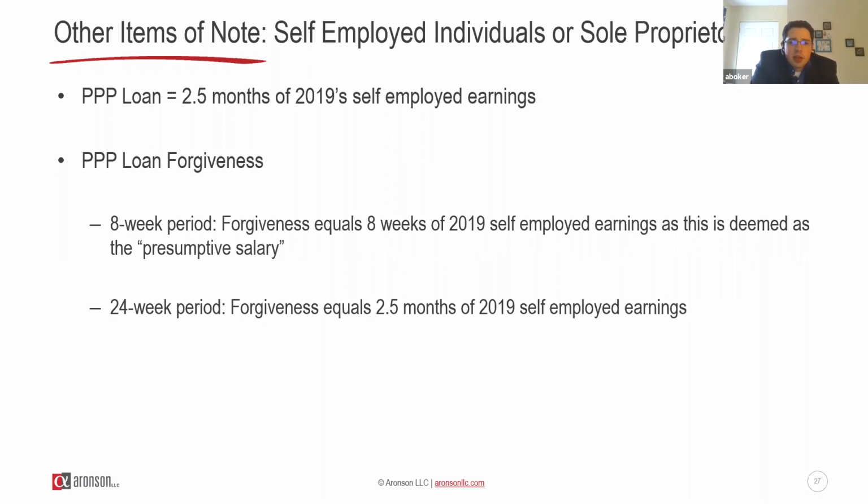But what's interesting is that if you go with a 24-week period, the loan forgiveness equals 2.5 months of the 2019 earnings, which is effectively the balance of the PPP loan.